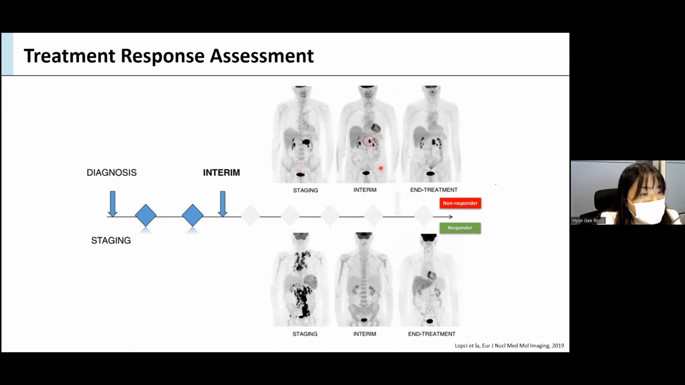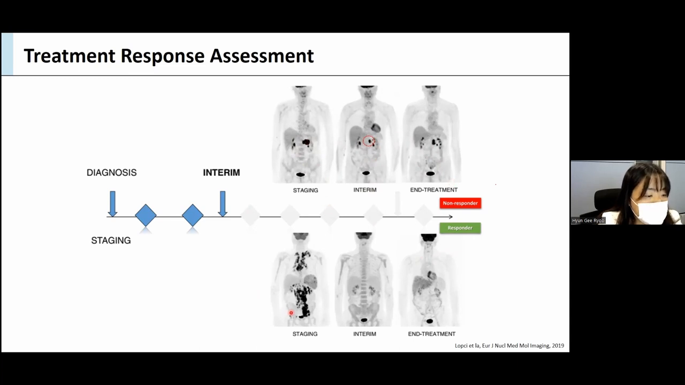So when we take an interim PET during the treatment, if the lymphoma lesion, like here, has a persistent hypermetabolism or it increased, we can say that this patient is a non-responder. It means the chemotherapy has no effect for these patients.